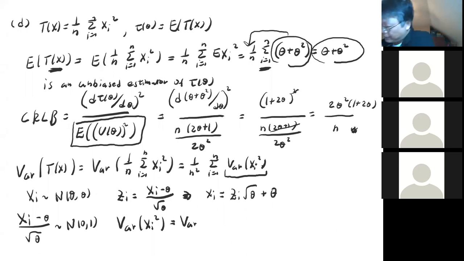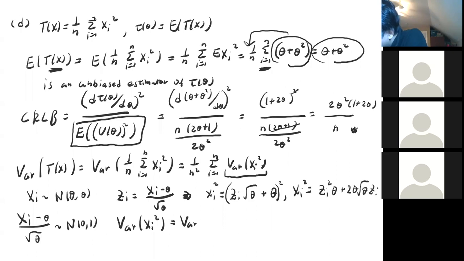Yes, okay. So that also means that Xi squared is going to become what? Xi squared, this guy becomes squared. That means this is Zi squared theta, plus 2 theta square root theta Zi, plus theta squared. Okay, you can see how annoying that is, right?